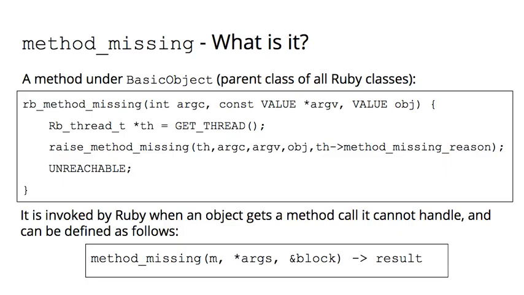So that's actually an array containing the arguments that that method had. And then the final argument is an object, which is actually a block that that method possibly wanted to invoke on some of those arguments.